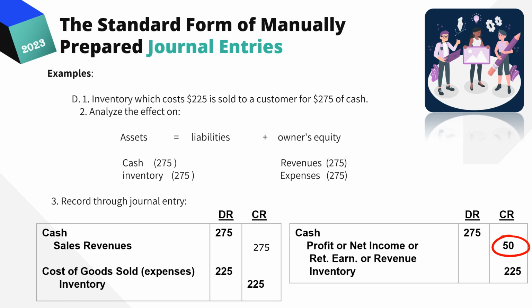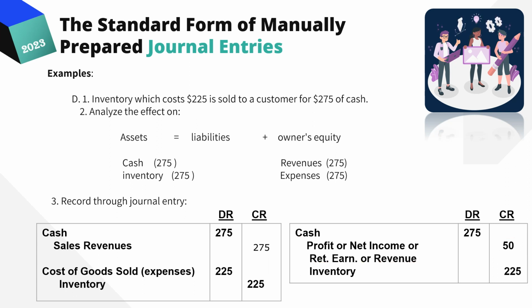Therefore, we must have a credit for $50 somewhere. And then they'll think, well, that $50 really represents our profit in the transaction. We're selling this candy for $275 and it only cost us $225. We made a profit of $50. And sometimes students will actually show a credit here to something called profit or net income.